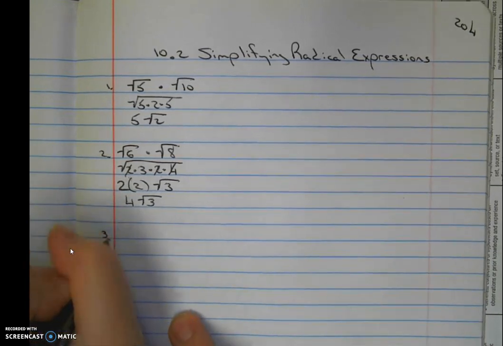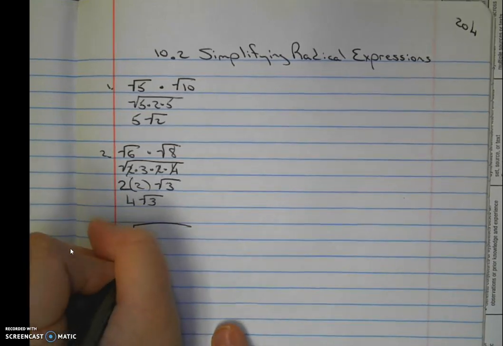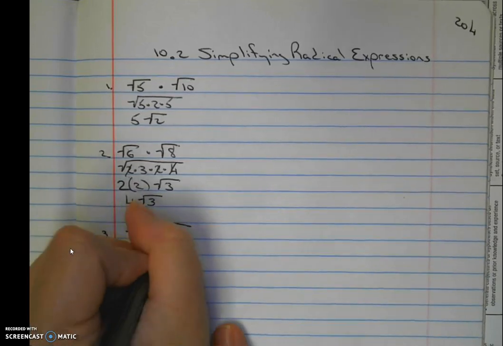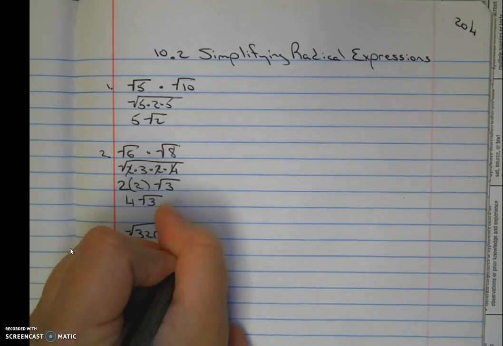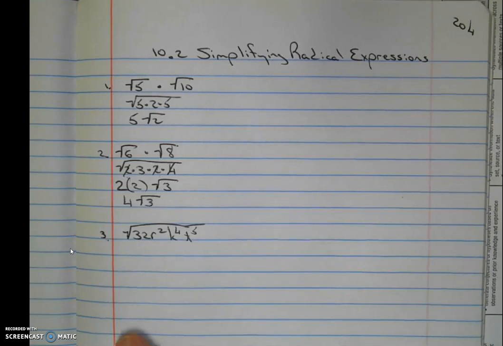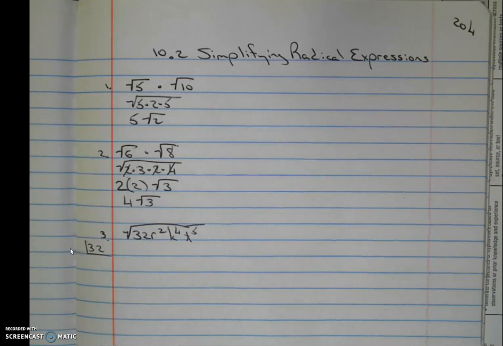Number 3. Let's simplify the square root of 32 times r squared, k to the 4th, and then t to the 5th. All right, first I need to deal with my square root of 32. I'm going to go off to the side to do a little bit of that, a little touch of that upside down division.